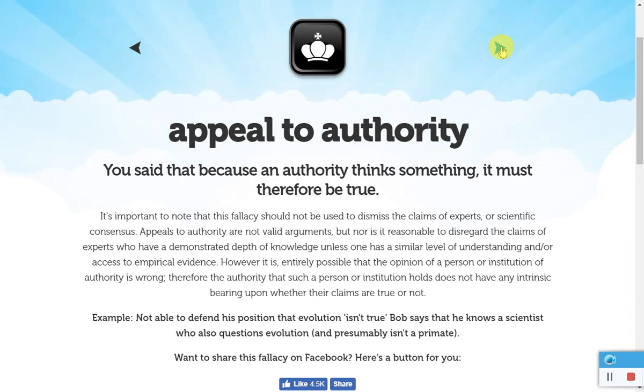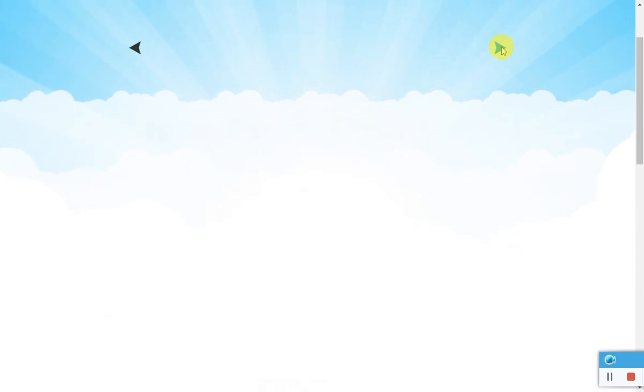Example: not able to defend his position that evolution isn't true, Bob says that he knows a scientist who also questions evolution and presumably isn't a primate.